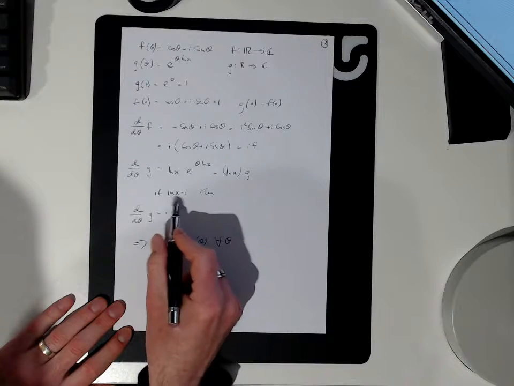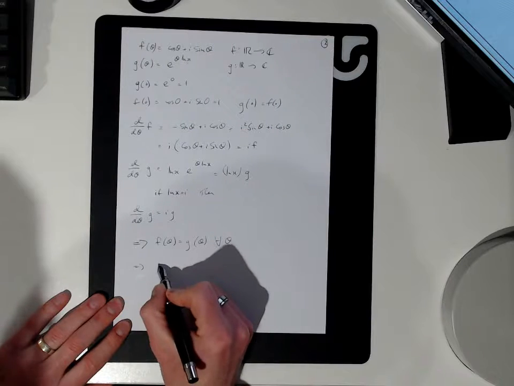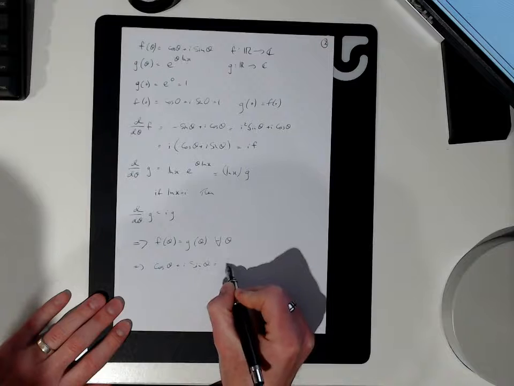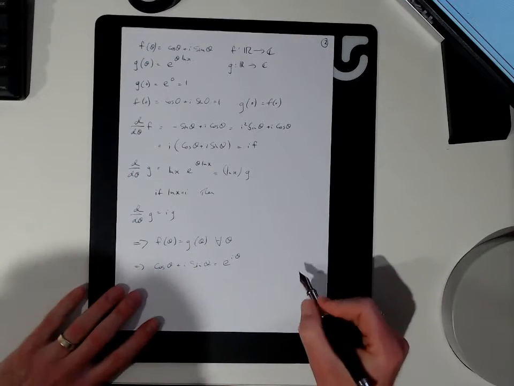And because we've assumed this, we get out that cos theta plus i sin theta equals e^(i theta), which is Euler's formula. So there you go.